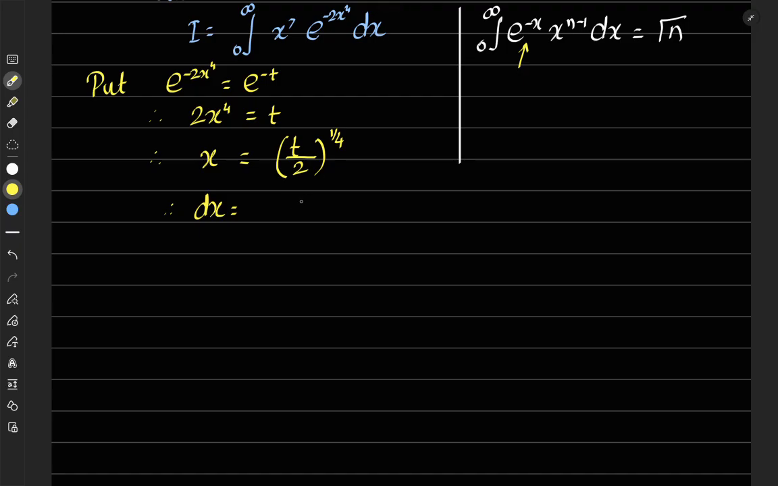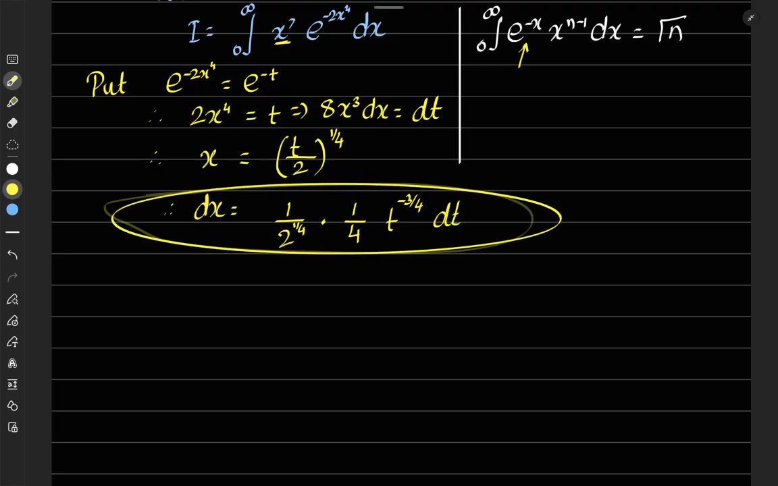We will evaluate dx as, or from here actually we can evaluate the value of this 8x cube dx is equal to dt, because here is power 7, so we can take out x cube common. From here also we can actually evaluate this as 1 upon 2 to the power 1 by 4 into again 1 by 4 into t to the power minus 3 by 4 dt, but this will be a little bit more complicated, so we will use this quantity.